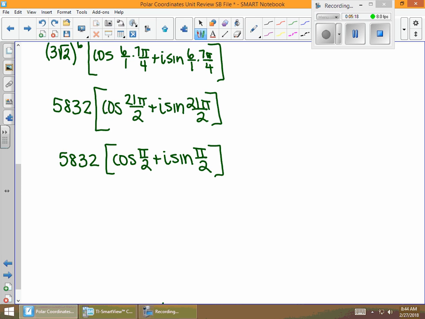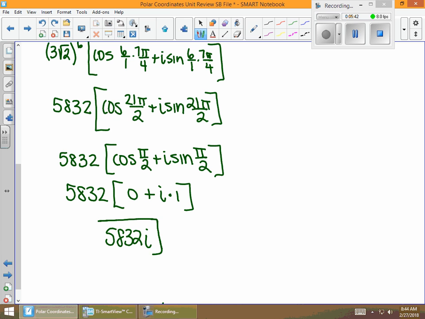Now we're going to substitute in our values for cosine of pi over 2. Cosine is 0 at pi over 2, and sine is 1. Multiply in our 5,832, and we get 5,832i as our final answer. That was a big one.